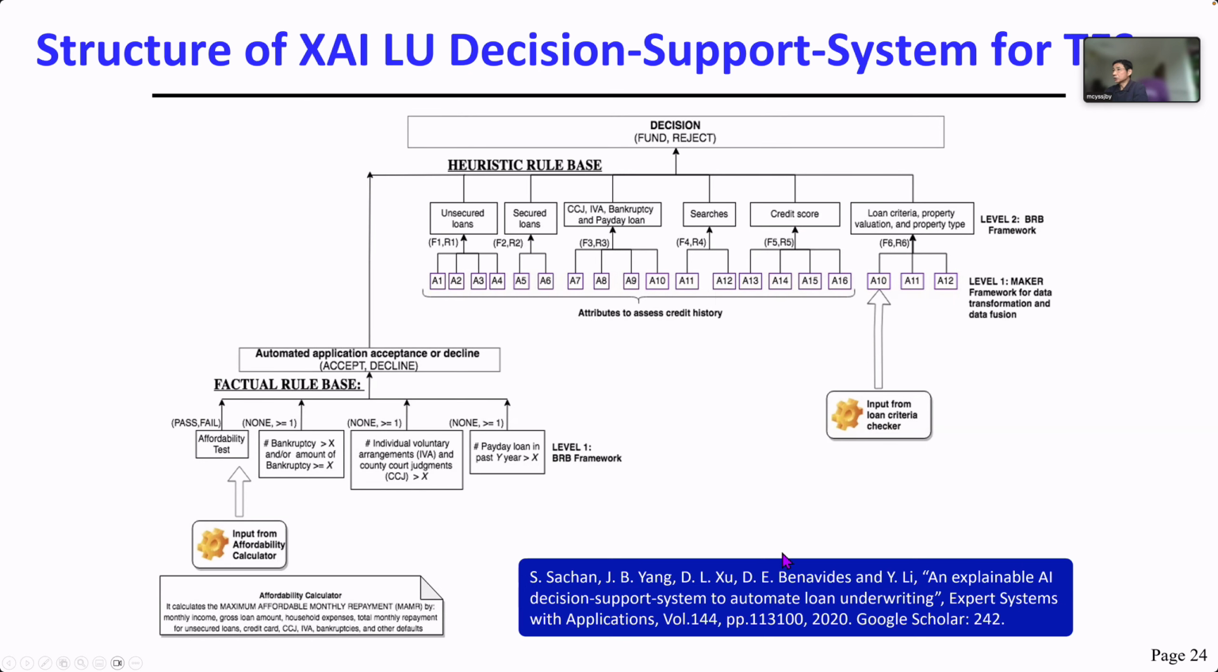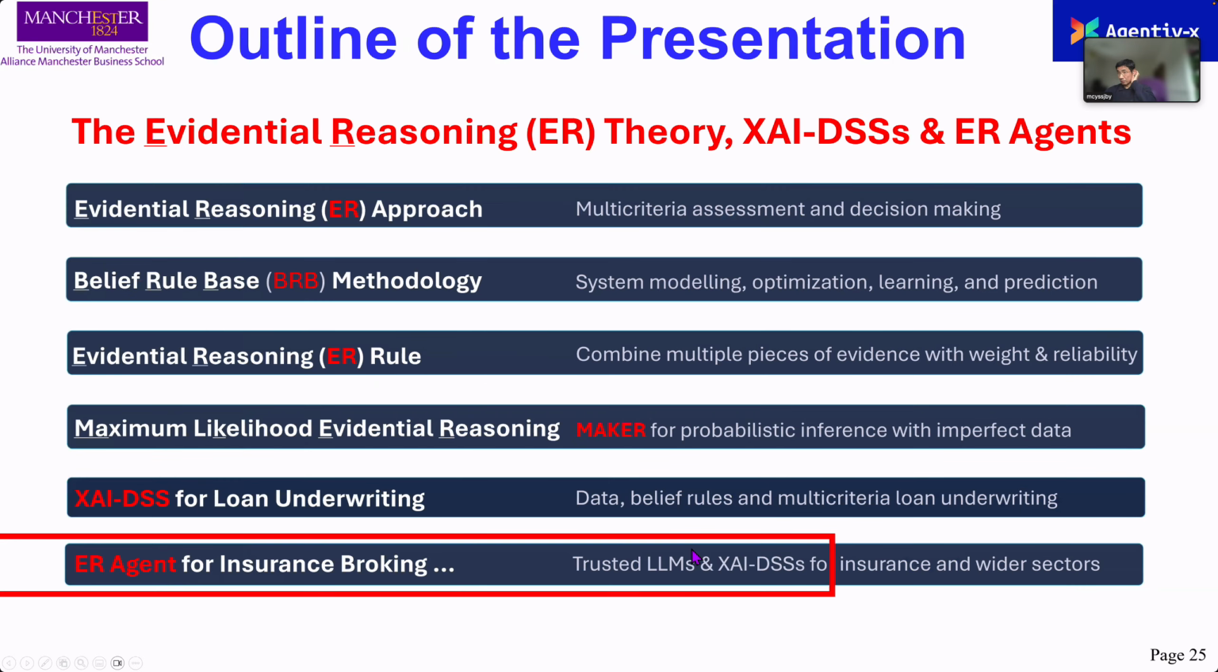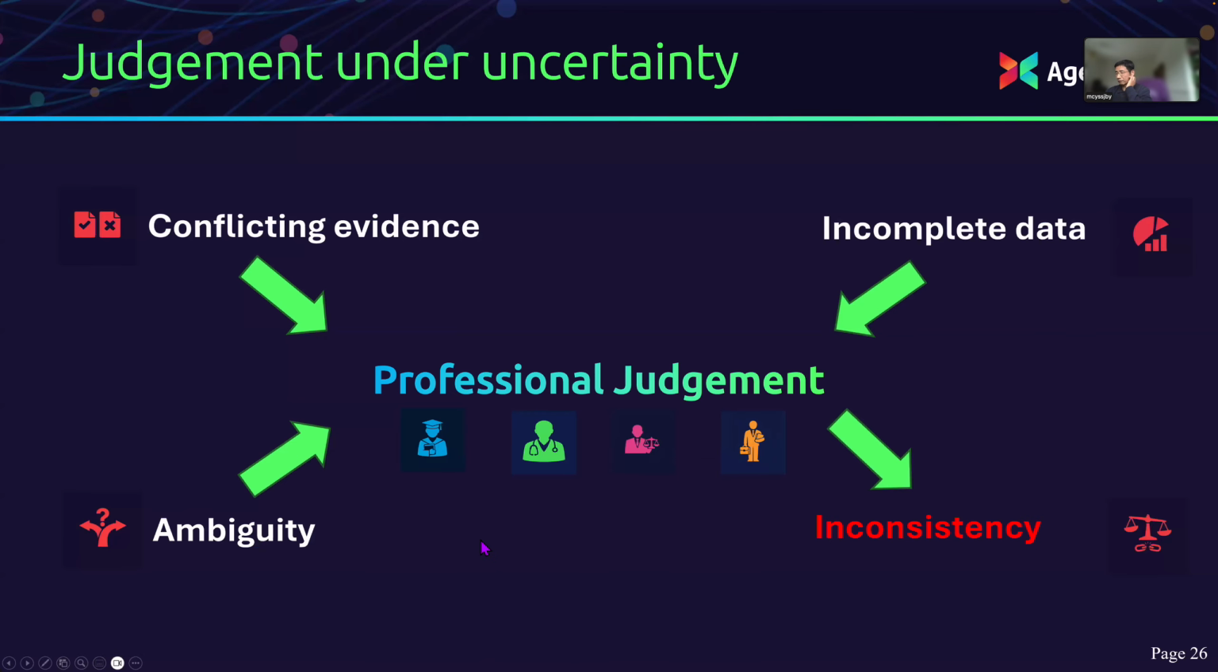So this system is described in the paper because the company allows us to publish the details, so this is available. The second one is the most recent one, and is ongoing. We use an ER agent to do it because it actually better matches what we say about an agent.